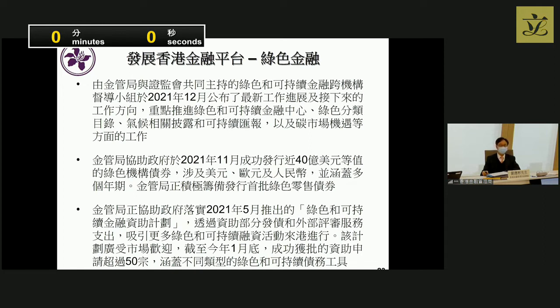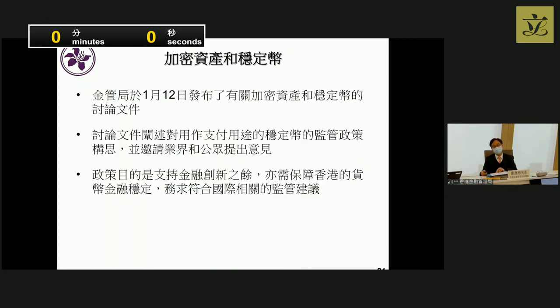And in order to attract green finance activities, last May, the government launched the Green and Sustainable Finance Subsidy Scheme, which will subsidize some of the costs of the bond issuance and external review. This scheme is quite well received. In the 9 months since launch, over 50 entities managed to issue green bonds in Hong Kong.